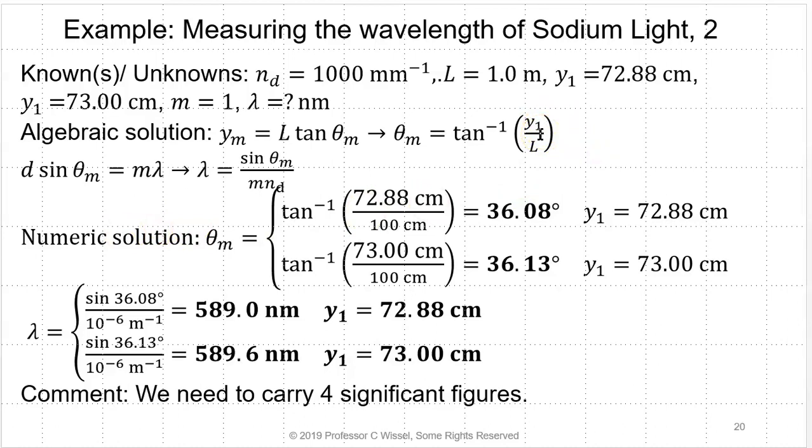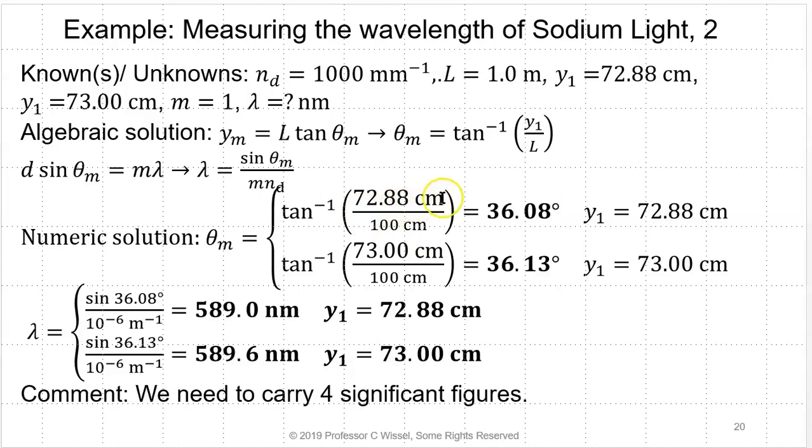So lambda equals d sine theta m divided by m. Now we're only interested in the first order number, so we can drop the m. Let's be very careful with units on this. Whenever you take tangent, inverse tangent, a sine, cosine, anything like that, you have to make sure the units completely cancel out. If they don't, you're going to wind up with something weird. So you have to be very careful.